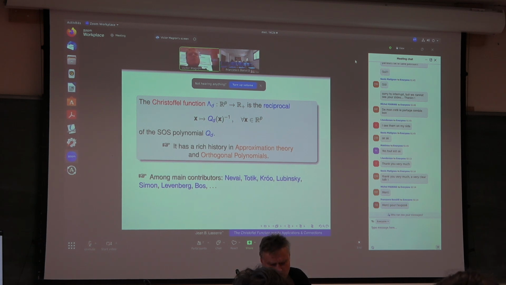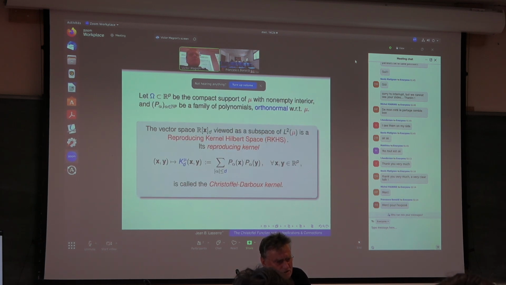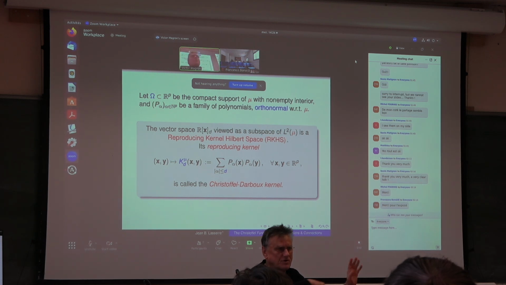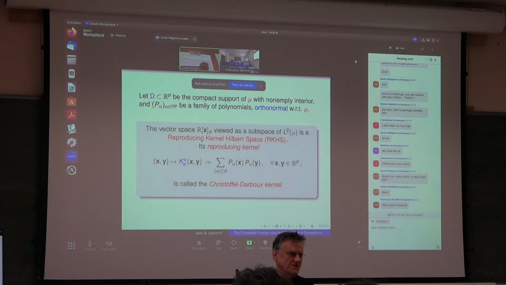The idea is to start with just a brief background on the Christoffel-Darboux kernel and the Christoffel function. They start from a set omega in R^p, a compact set, and a measure mu whose support is exactly omega. So they don't talk about a cloud of points and so on as I did. They start from a given set omega in R^p and a measure mu whose support is omega. And then they construct a tool which is called the Christoffel-Darboux kernel and the Christoffel function associated with this set omega and this measure mu.